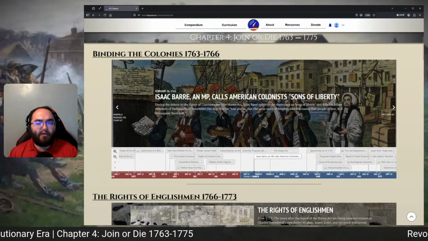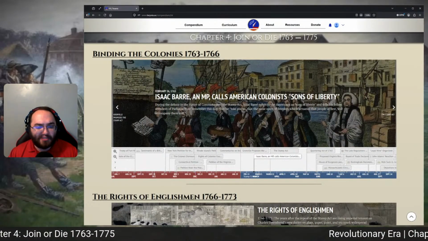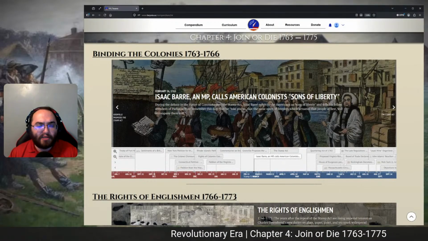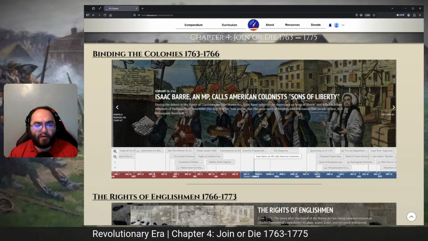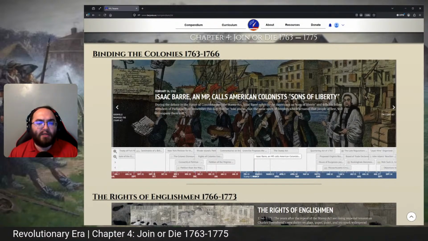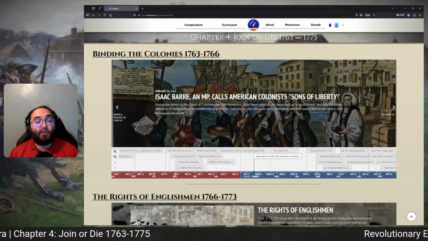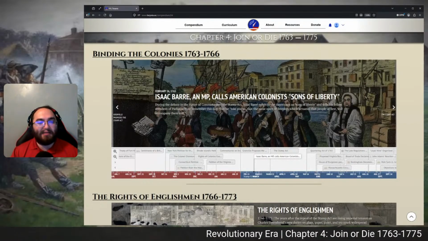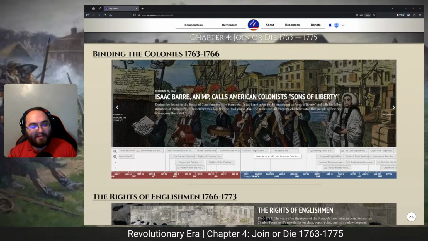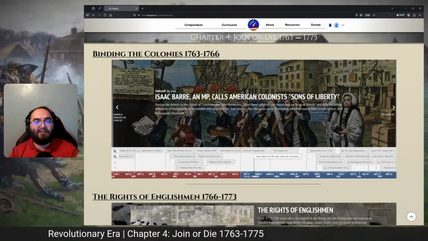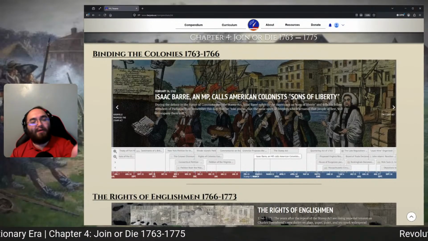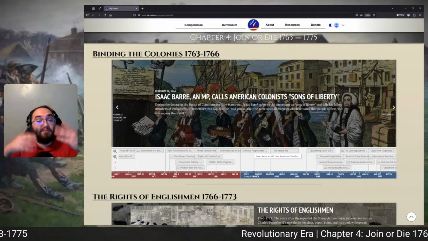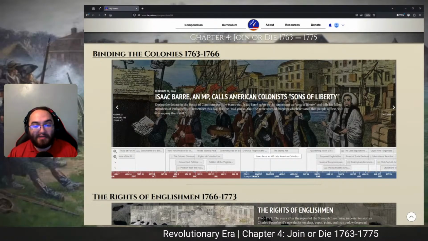And right now we only have one excerpt from these debates. I will be adding more, and the one excerpt that we have right now is from Isaac Barre. He's a member of Parliament, and he's going to coin the term Sons of Liberty. So the Sons of Liberty is actually a term invented by Parliament talking about the American colonists, and during the debate on the Stamp Act, no less.